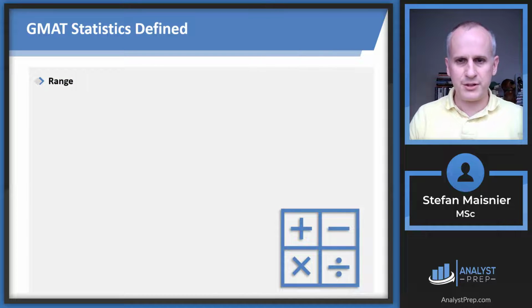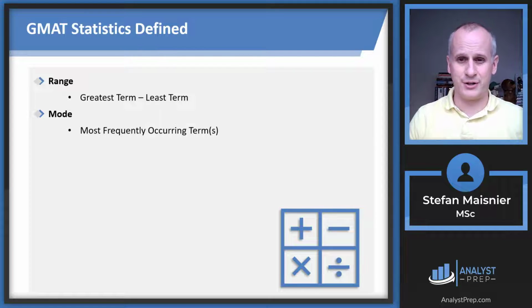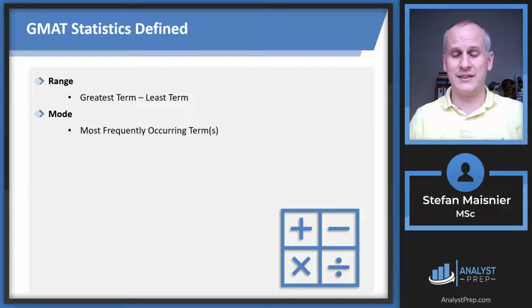So going back just into our statistics, we start back in with range. Range just means your greatest term minus the least term. About as simple as it comes, except for mode, which is even easier. You're just looking at your most frequently occurring term or terms. You can have multiple modes. Again, something the exam is exceedingly unlikely to test, but theoretically you could.